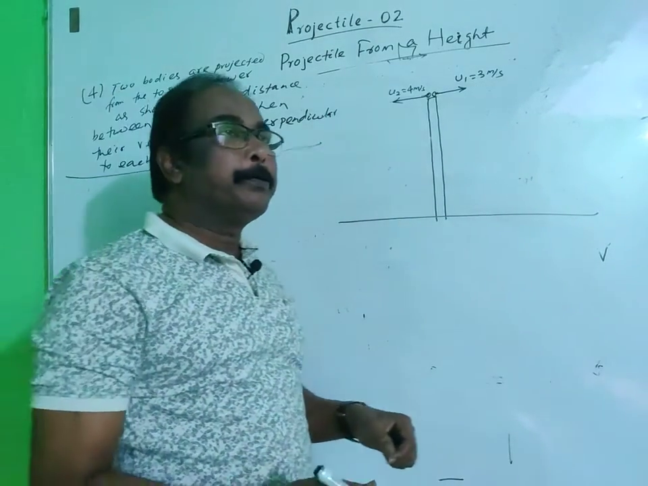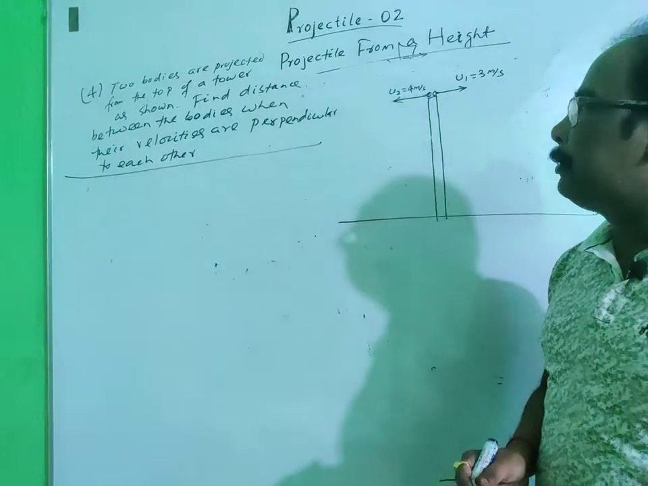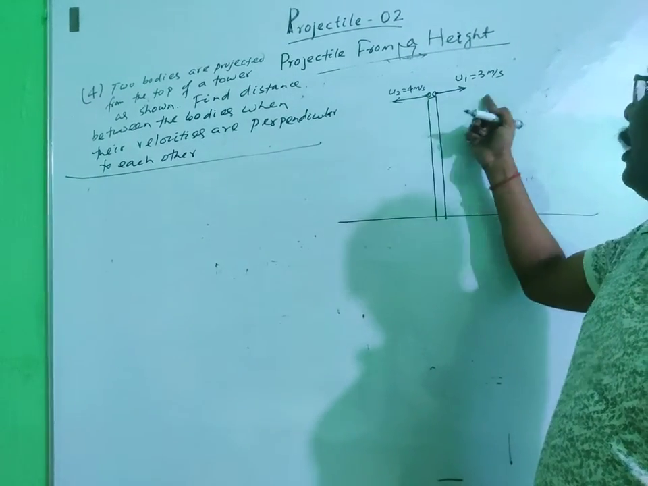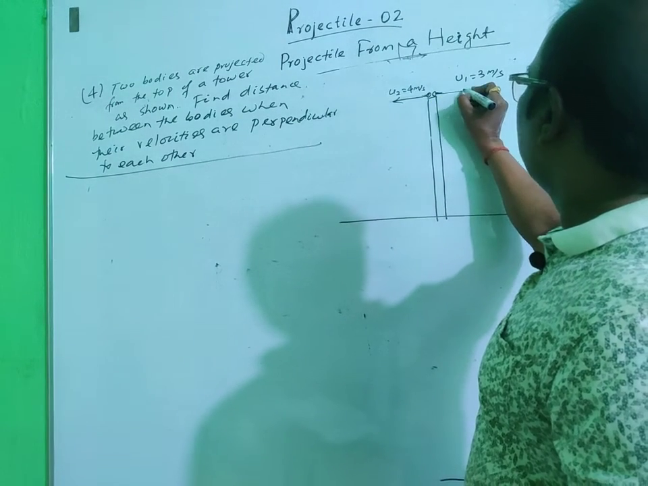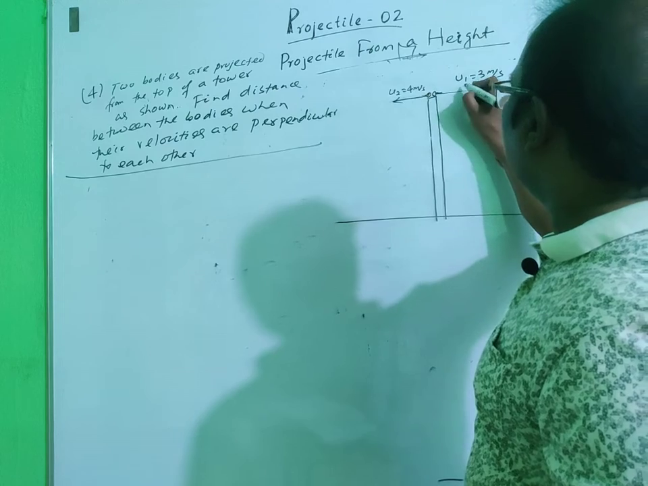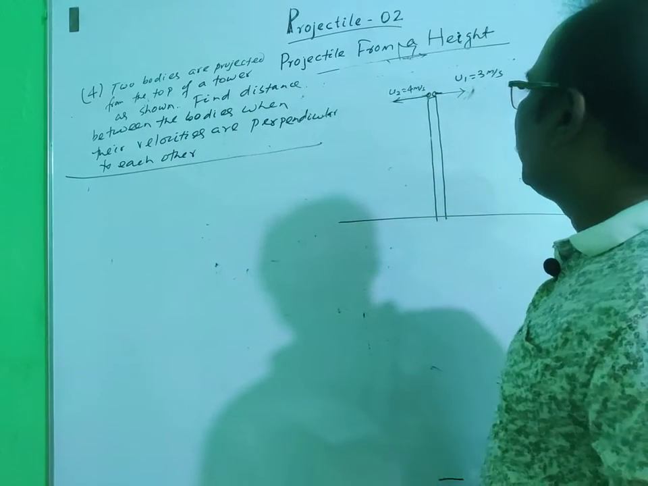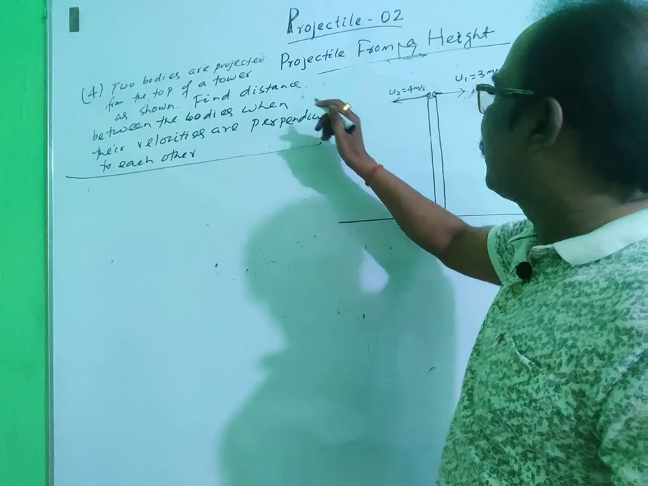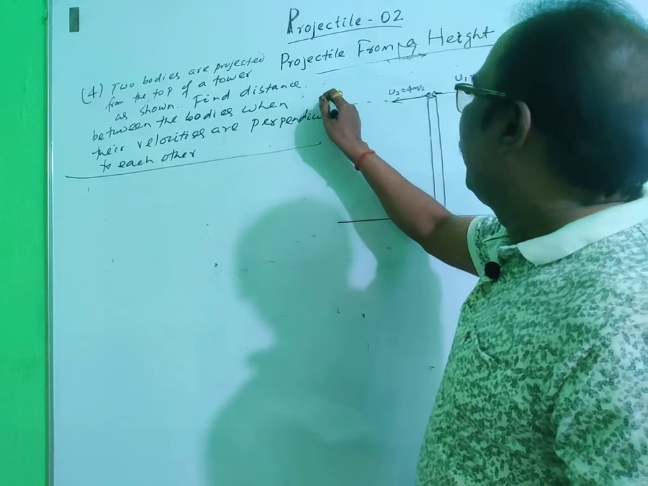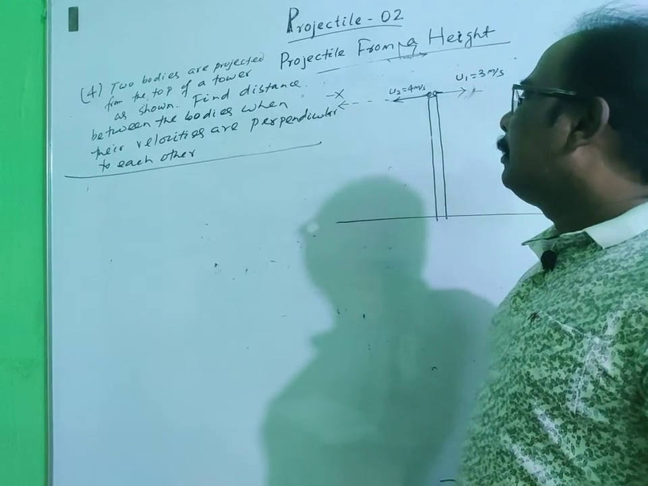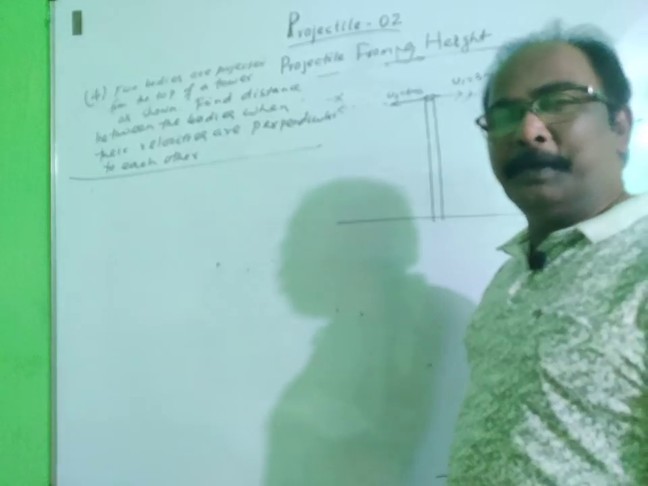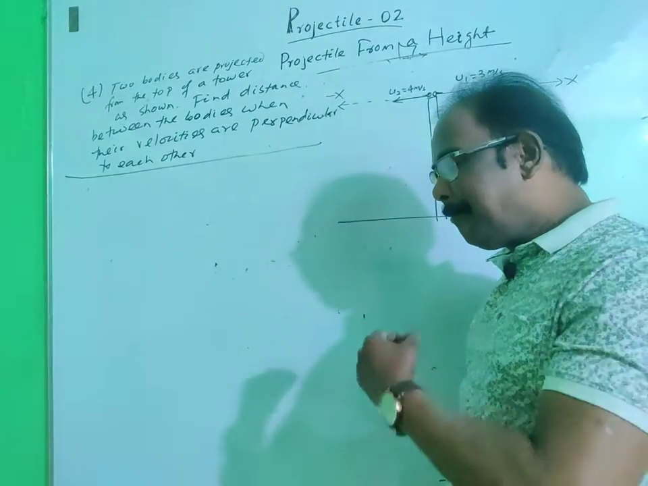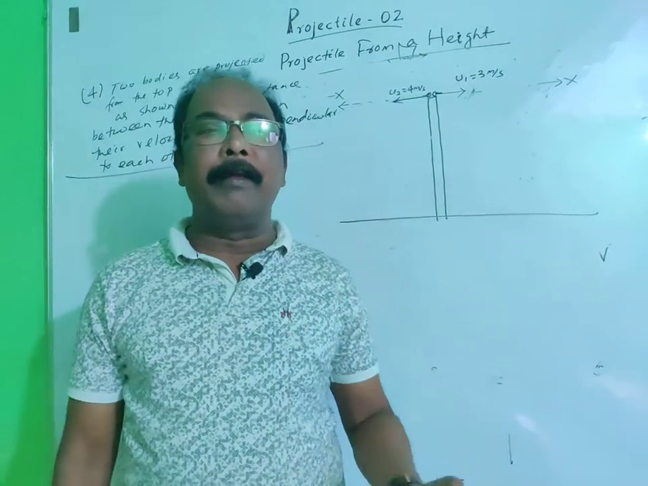No doubt, this is a competitive or application based question. Two bodies are projected from the top of a tower as shown in the figure. A body is projected in horizontal direction with velocity u1, 3 meter per second, and another body with velocity 4 meter per second. This is along the positive x-axis direction and this is along the negative x-axis direction. Then we have to find the distance between the bodies when their velocities are perpendicular to each other. Very good question. Just think and try it.